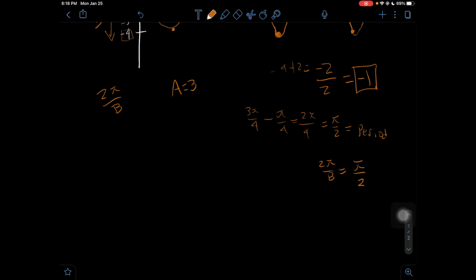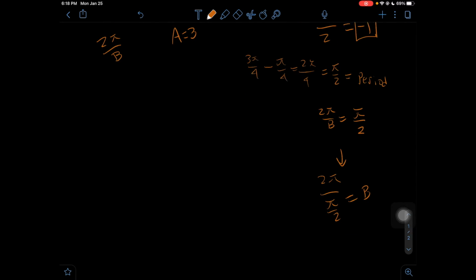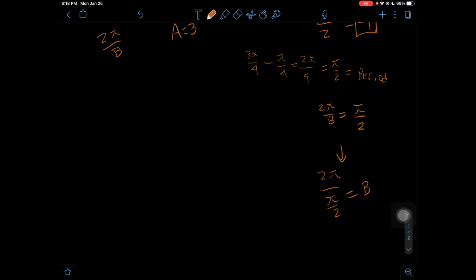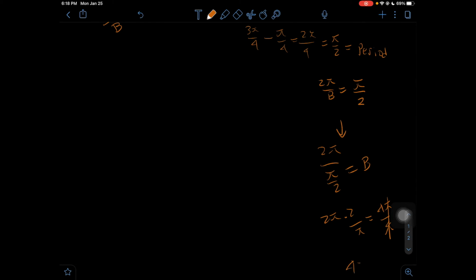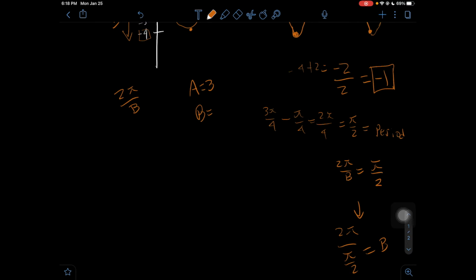So now what we can do is try to isolate for b. So it would give us 2 pi over pi over 2 equals b. And then remember, when dividing by fractions, you multiply by the reciprocal. So we have 2 pi times 2 over pi, leaving us with 4 pi over pi. The pi's will eliminate each other, leaving us with 4 equals b, or b equals 4. So we just determined our b value is 4.